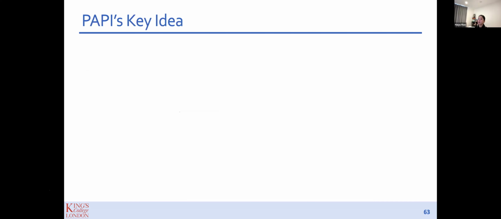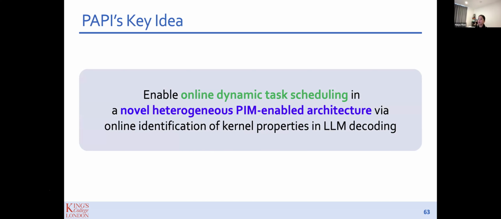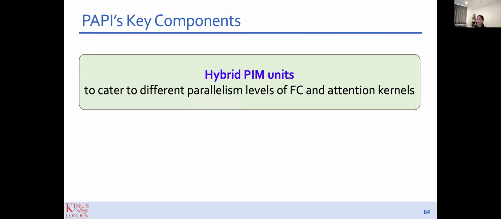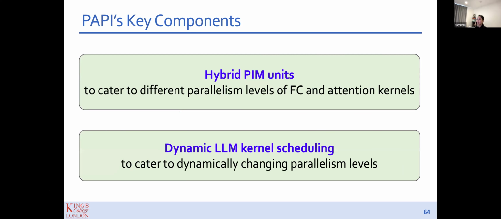Okay. So the key idea of PUPY is to enable online dynamic task scheduling in a novel heterogeneous PIM-enabled architecture via the online identification of kernel properties in large language model decoding. PUPY's key components are the hybrid PIM units to cater to different parallelism levels of FC and attention kernels, and dynamic large language model kernel scheduling to cater to dynamically changing parallelism levels.